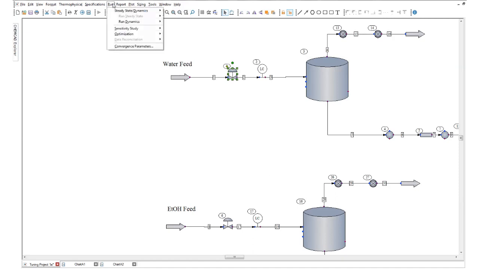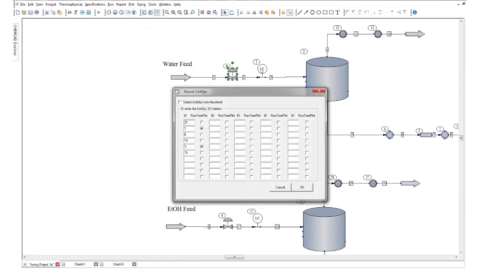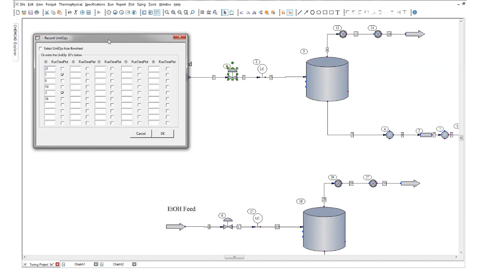So I go back to my Run menu, hit Run Dynamics, and look at Record Unit Ops. I've selected various different IDs. My control valve is number 1, and I'm going to check the box that says Runtime Plot. This will allow me to see what's going on with that valve when I run this program. Also, I'm going to plot unit op number 3, which is my tank. I'm going to plot that as well.